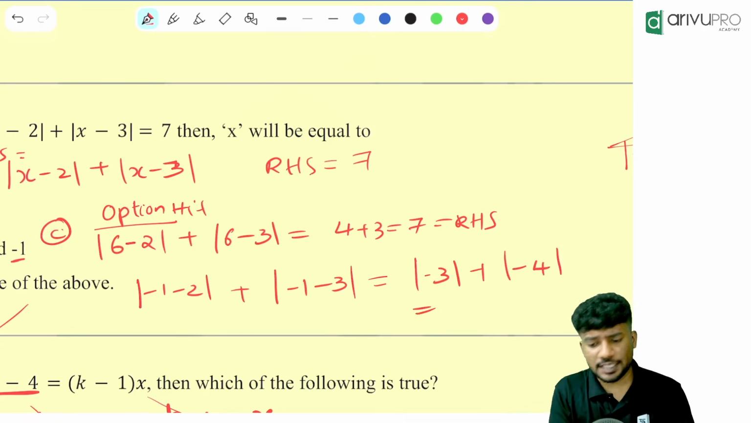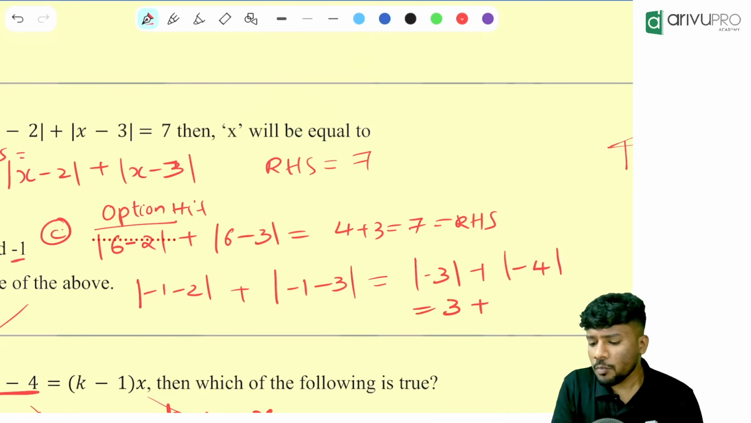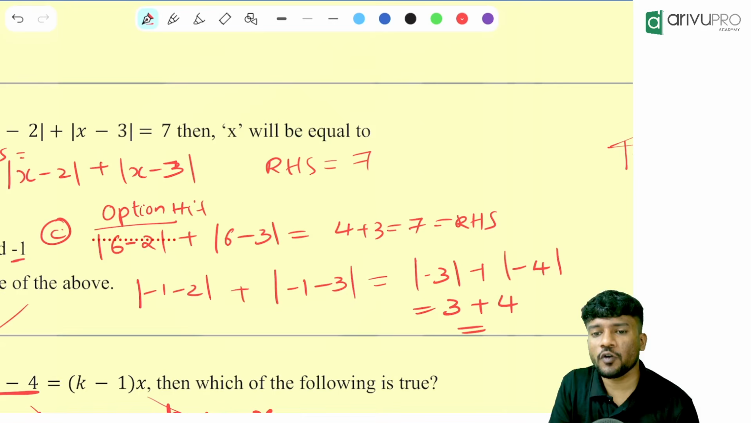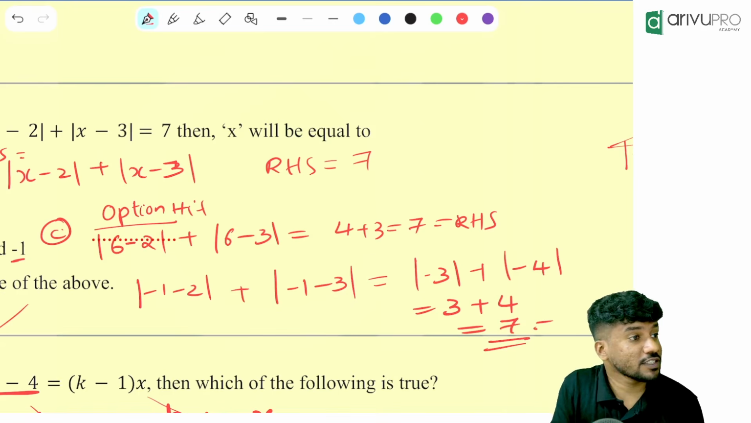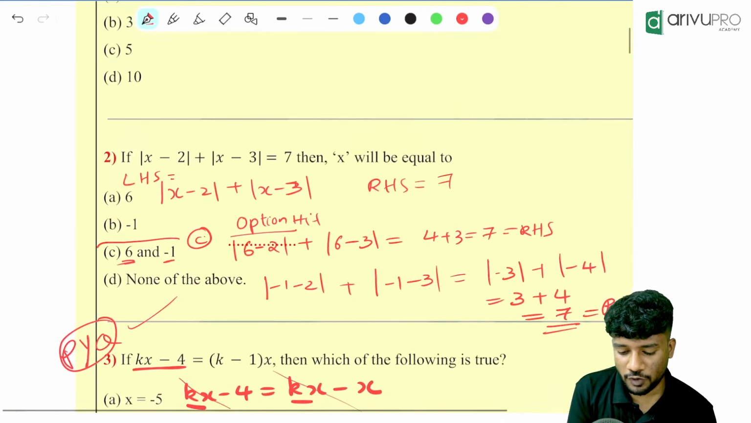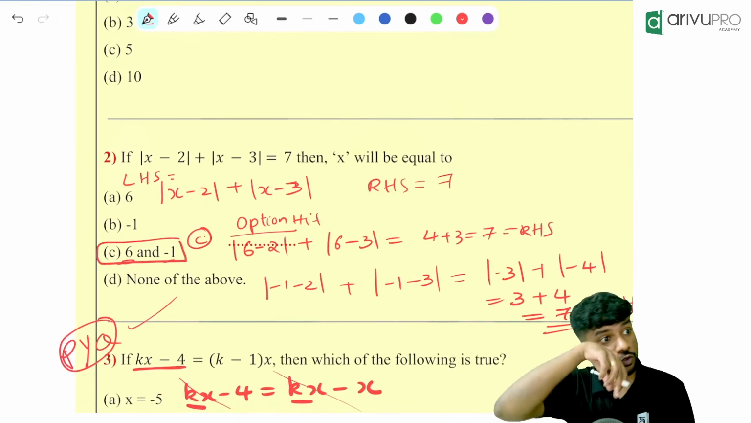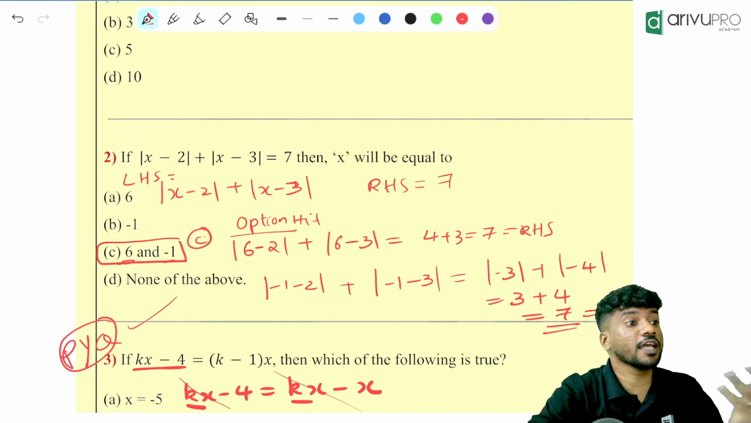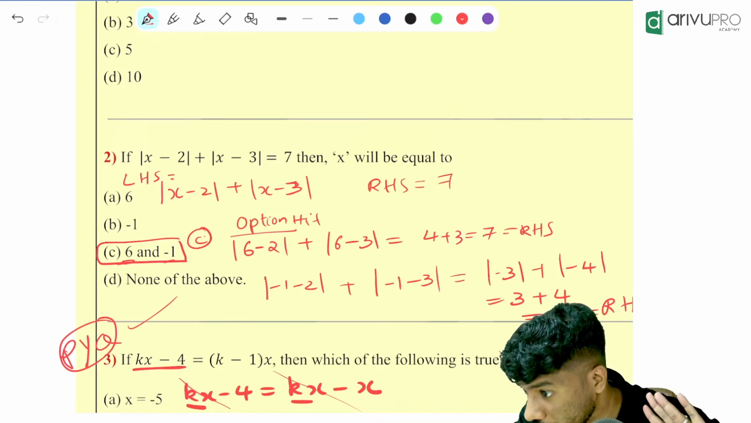Modulus of minus 3 will become what? Plus 3. Modulus of minus 4 will become what? Plus 4. So 3 plus 4 is how much, people? 7, which is equal to your RHS. So which option will you go for? Option A, or option C? I will go for option C. Why? Because both are satisfied.